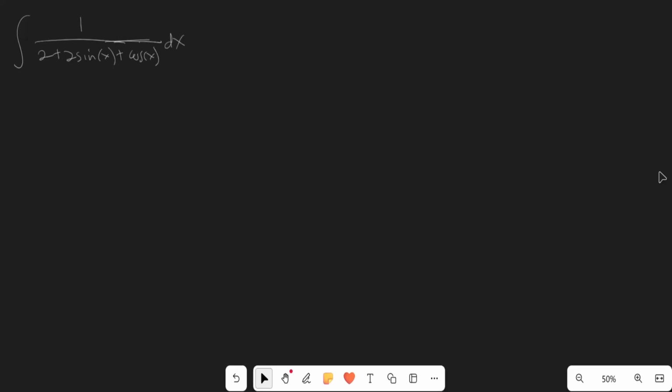So in this tutorial we will be evaluating the integral of this trig function 1 all over 2 plus 2 sine x plus cosine x dx. So how do you evaluate the integral of this trig function? We can use the Weierstrass substitution for this kind of trig function. This is called the Weierstrass substitution.